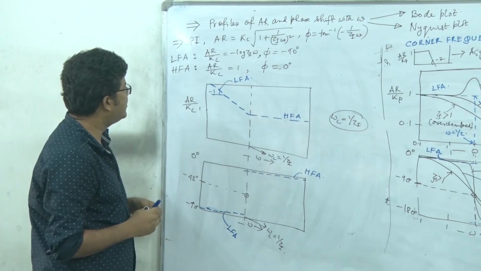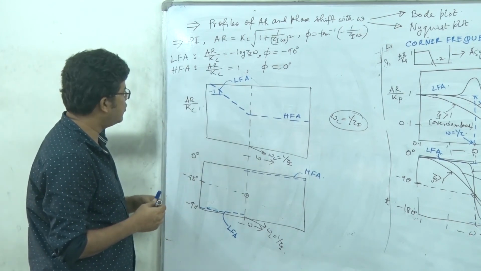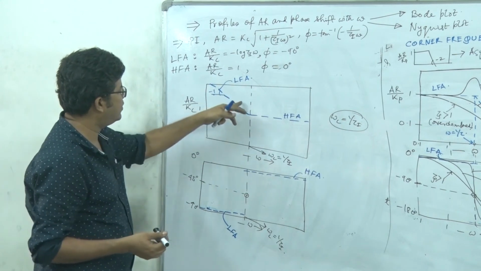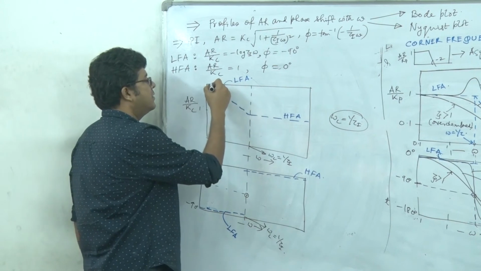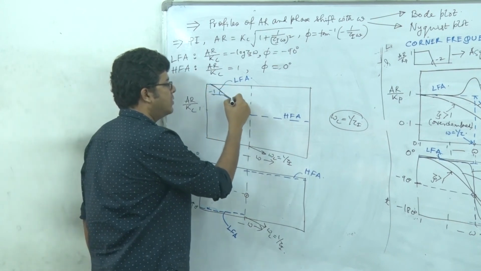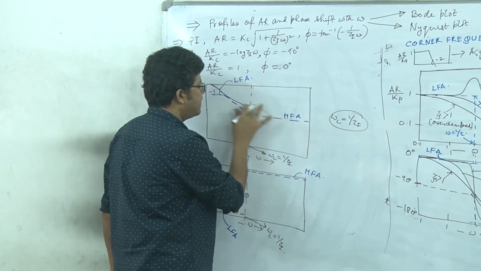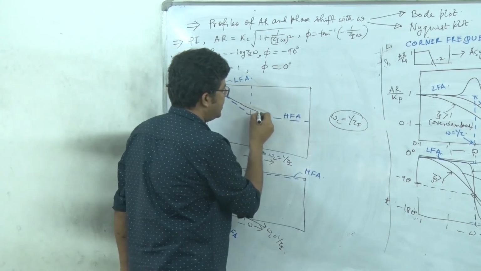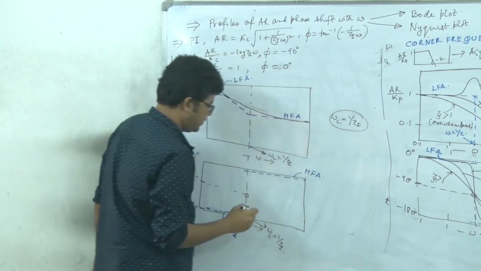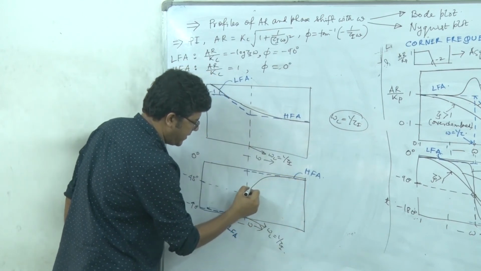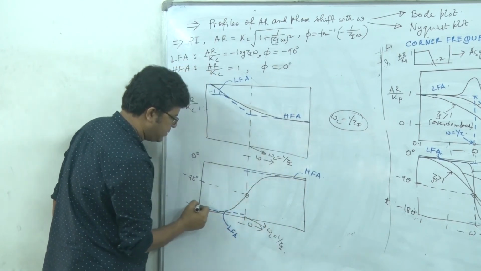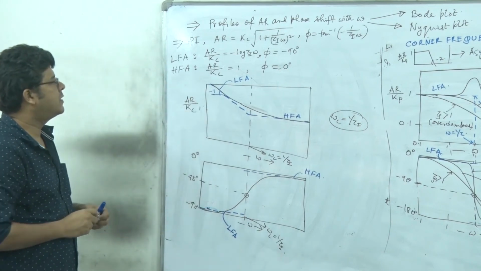Now if I have to go for the actual plot, we have to evaluate some of the data in the neighborhood of corner frequency, and the actual Bode plot will be something like this. Whereas here, for phase shift, it will be like this. Okay. So that's the Bode plot for PI.